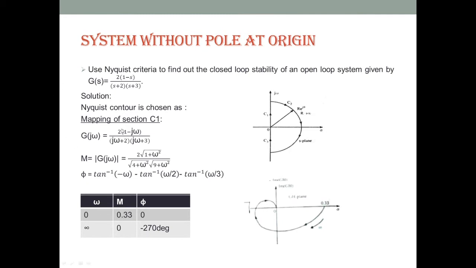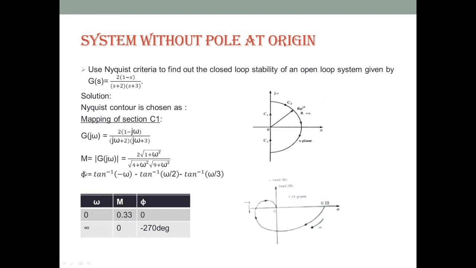So G of j omega equal to 2 into (1 minus j omega) divided by (j omega plus 2) into (j omega plus 3). Now if we compare this with x plus iy, where x is the real part and y is the imaginary part, then the modulus will be found like root over of x square plus y square, and the phase angle between them is tan inverse y by x. Now for the terms located at the numerator, the angle contribution will be positive, and for each denominator term, the angle contribution will be negative.